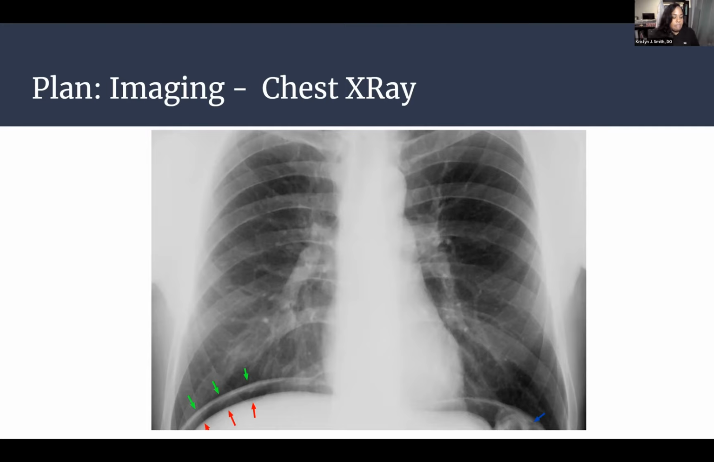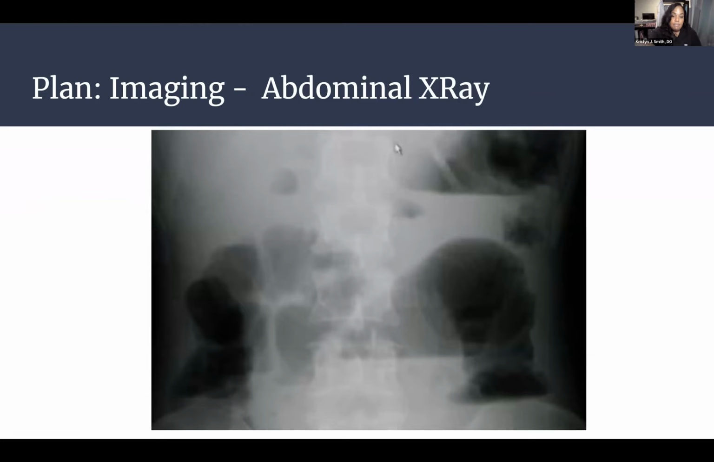So here we see an upright chest x-ray where the patient has signs of pneumoperitoneum. So this is air under the diaphragm bilaterally. And so this has us concerned. When you see this finding, it's concerning for a perforated intra-abdominal viscus. So here is an upright abdominal x-ray.